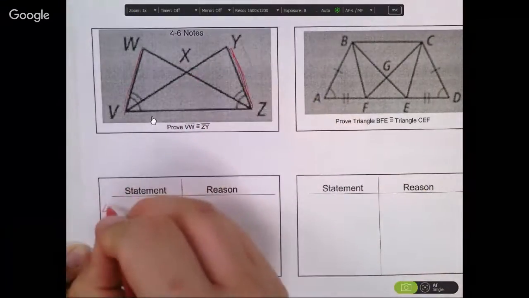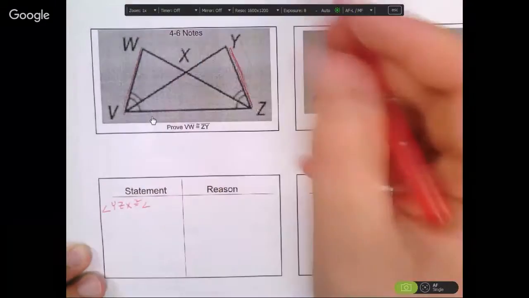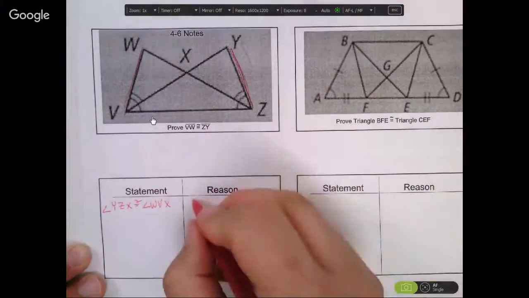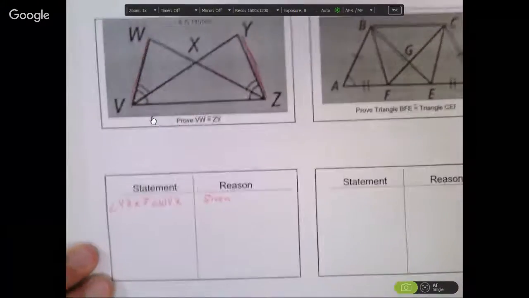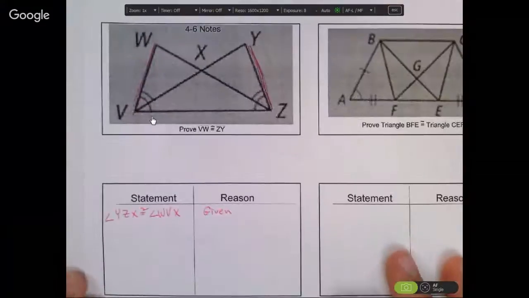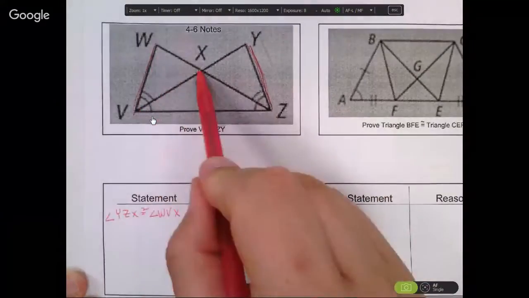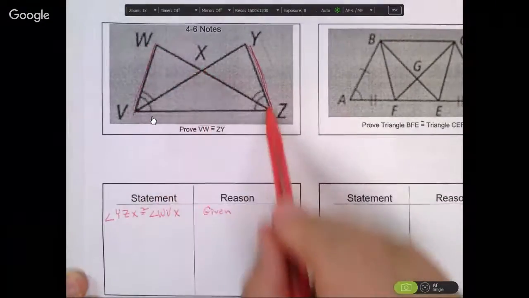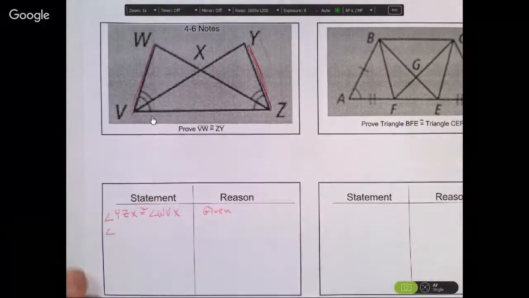Angle YZX is congruent to angle WVX. Thank you, and how do we know that? It was given. What else? Right now, I'm almost thinking we can prove this triangle pretty easily. It's congruent to this triangle. YZD is similar to WBY.